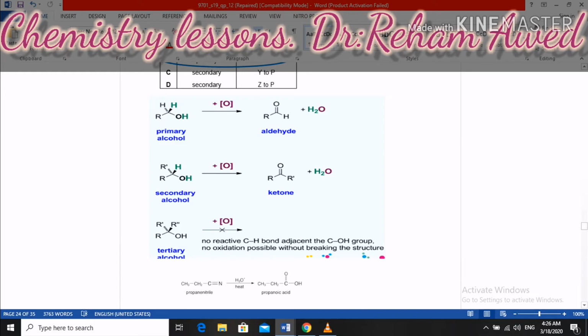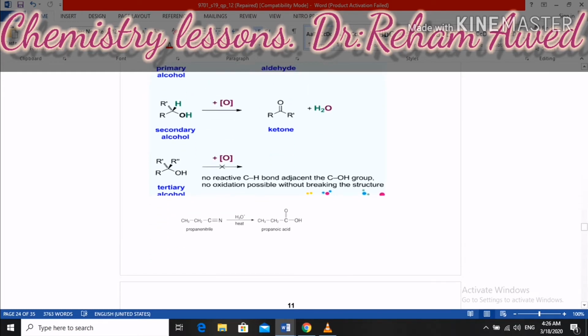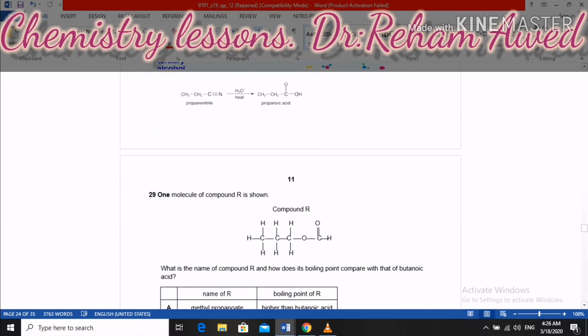form carboxylic acid. Down here we can see the nitrile compounds reaction and oxidation reaction. It will form the corresponding carboxylic acid. Propanonitrile will form propanoic acid, CH3CH2COOH. It is propanoic acid. Question number 29.